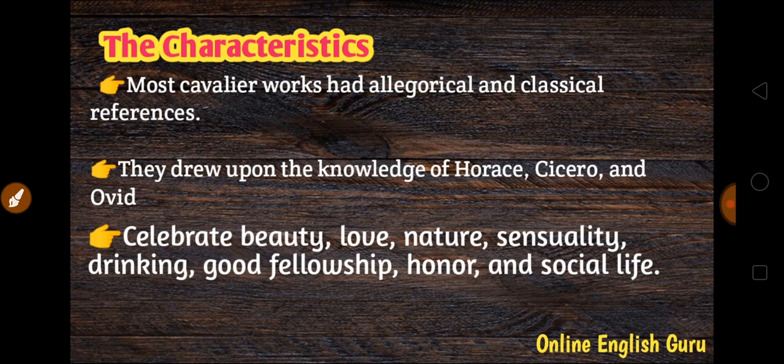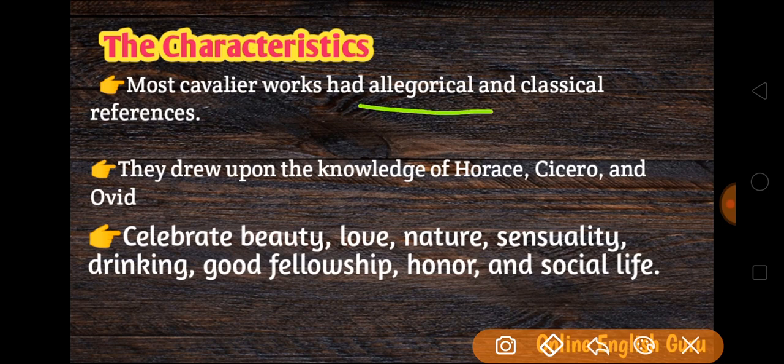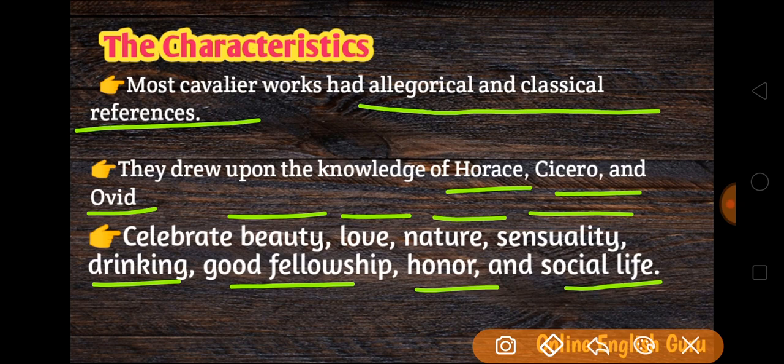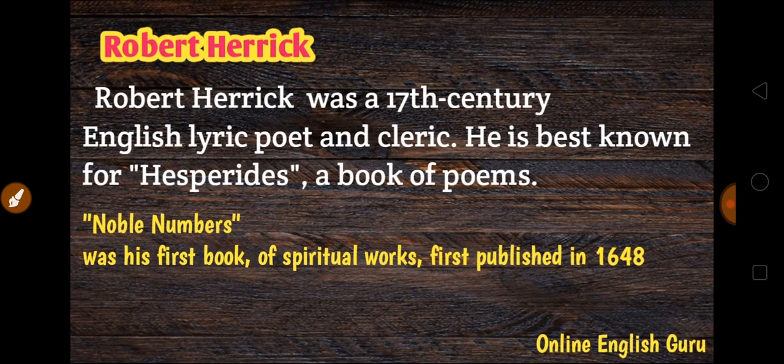And let us know more about the characteristics. Most Cavalier works had allegorical and classical references, and they drew upon the knowledge from Horace, Cicero, and Ovid's works. They celebrated beauty, love, nature, sensuality, drinking, good fellowship, honor, and social life. They moved away from the traditional kind of poetry which focused on poverty, traditionalism, religion. They focused on pleasure.